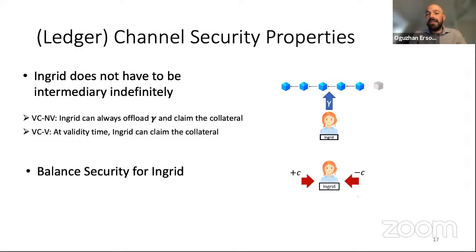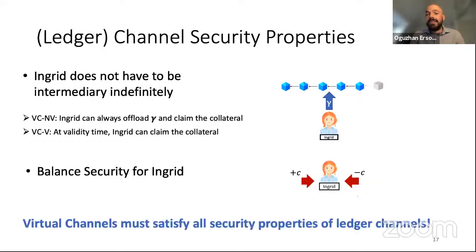And secondly, the balance security for Ingrid. So in both cases, we are ensuring that the total coins of Ingrid will not be changed. But this doesn't mean that her balances in each individual channel will stay the same, because we are ensuring that the total in both channels should be the same. And in addition to these properties for the intermediary node, we also have the ledger channel security properties for the end users, for Alice and Bob, and thereby their balance security is guaranteed.